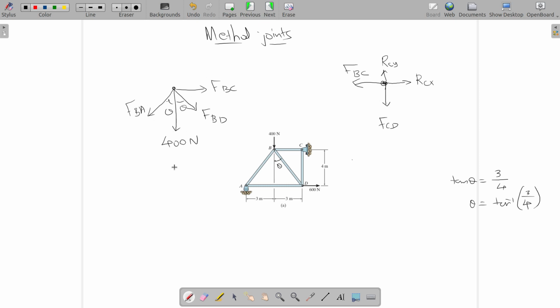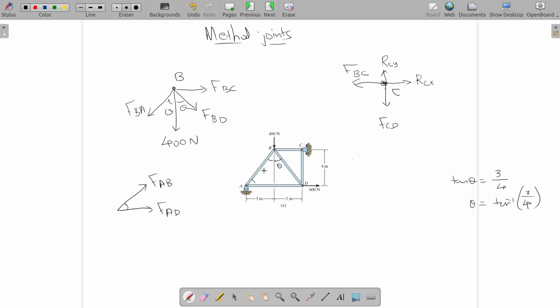So there we have 3 unknowns, and here you have another. So this is B and this one is C. Consider joint A. You have F AB, F AD, tensile force from member AB, tensile force from member AD, and this angle, what is this angle? If this is theta, this will be 90 minus theta, right?